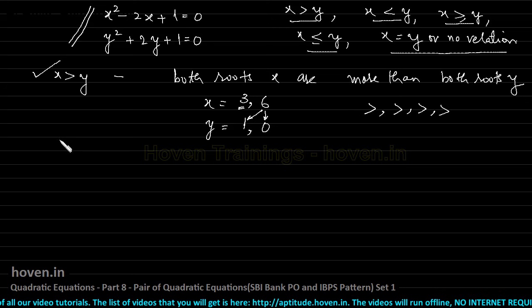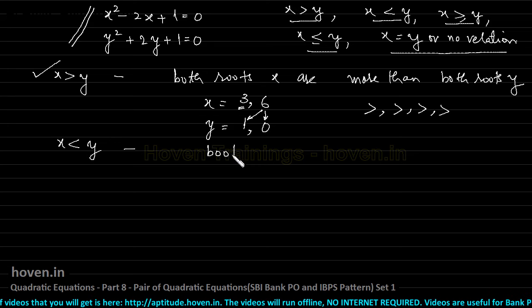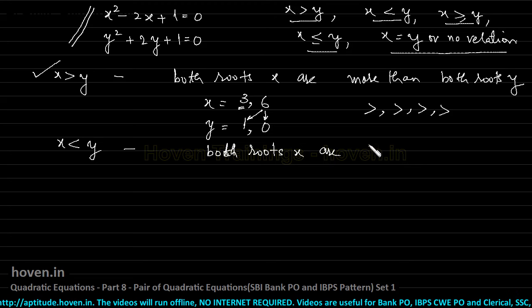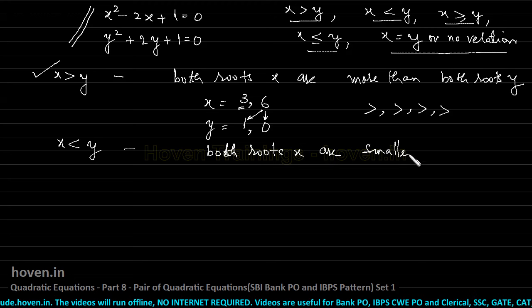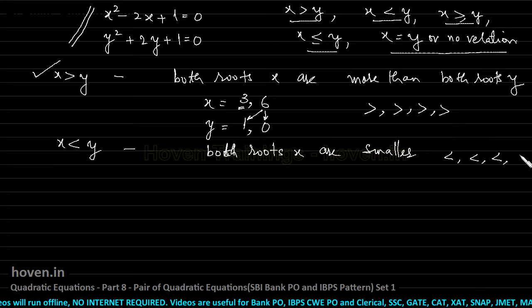The condition x less than y is similar, for the case where both roots of x are smaller. So when you compare, you will get four angles pointing in the right direction.